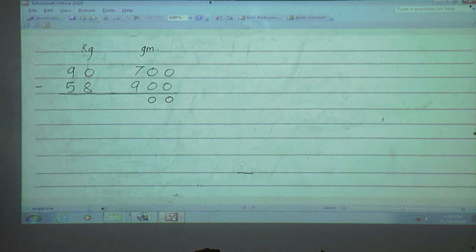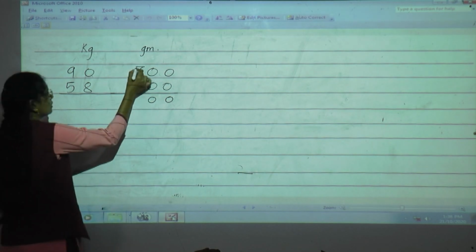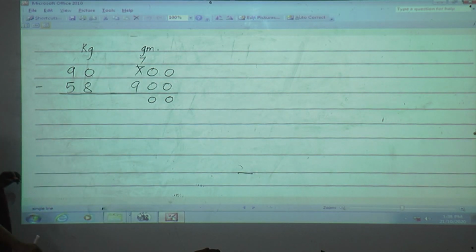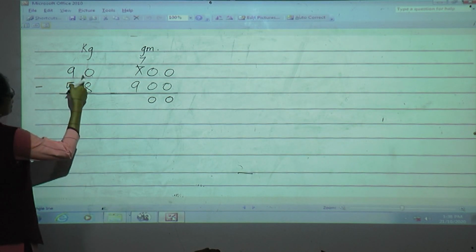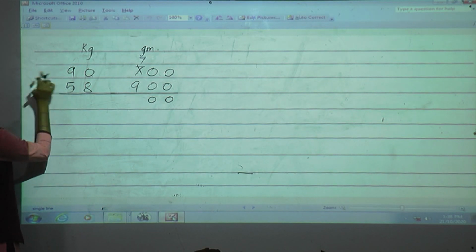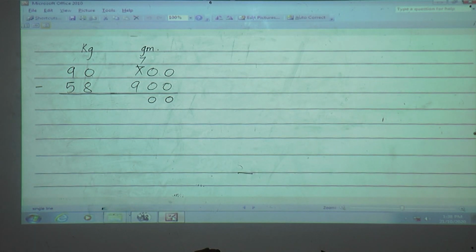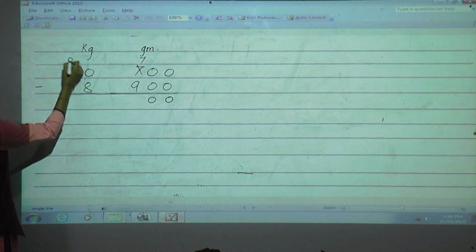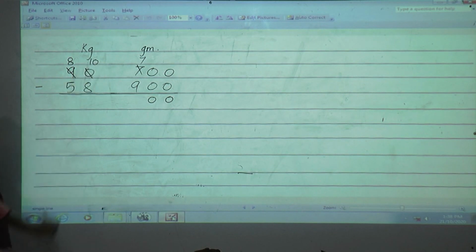7 minus 9, yes, 7 minus 9 is not possible. So what we will do? Yes, cut this 7, write as it is, then go to the neighbor. Here neighbor is having only 0, then again what to do? Yes, again we will move to the next neighbor. Here this neighbor is having 9, so we will take one borrow from this 9. So 9 minus 1, here 8 will remain and this 0 will become 10.